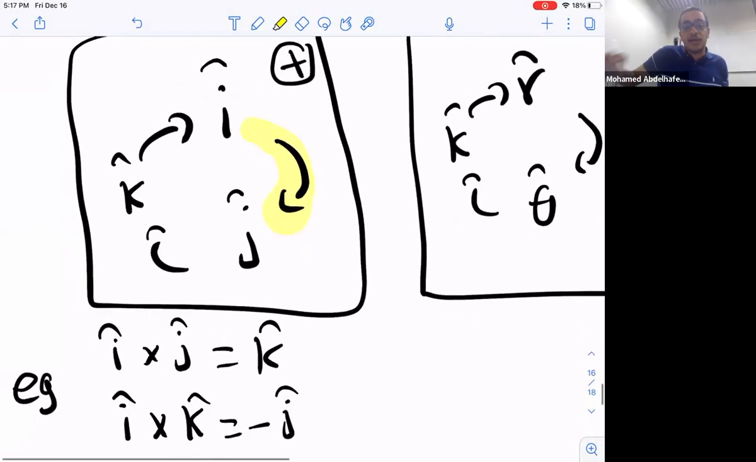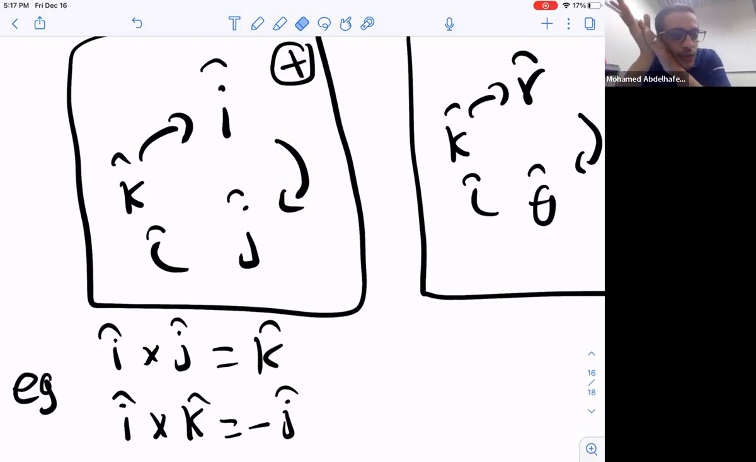But if you go the other way, like if you do i cross k, that's against the cycle. So you get minus j. Okay, so that's my favorite way of doing these crosses. Just write down this positive cycle and see whether you're going this way or that way, then you know it's a positive or negative cross.